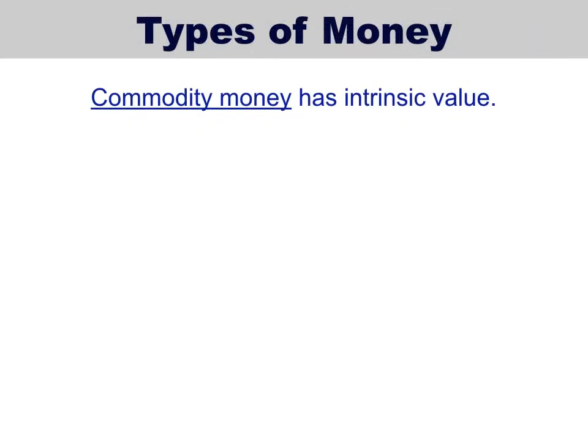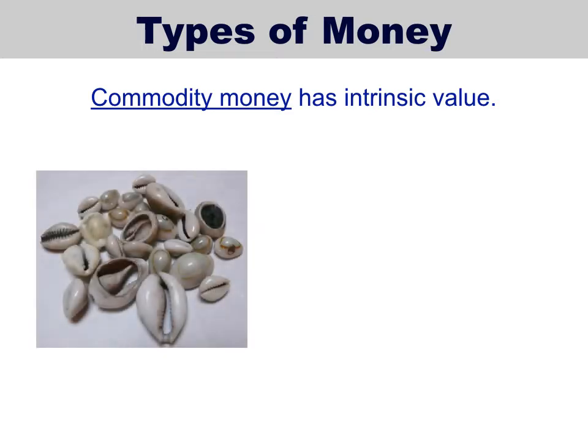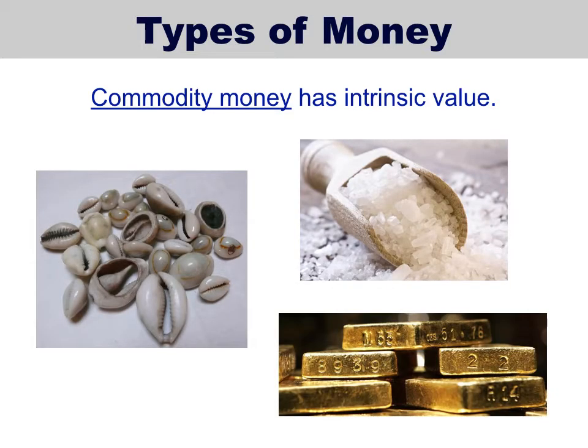We have two types of money in society. The first is called commodity money. Commodity money has intrinsic value. So essentially, it is not just good for money. It can be used for other things. It's got value in and of itself. So shells can be used for multiple things. Shells have served as money, but we can also use them for jewelry. Make some necklaces out of a shell.